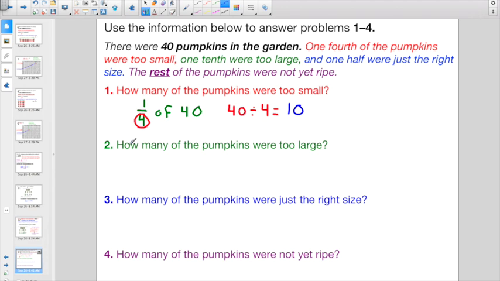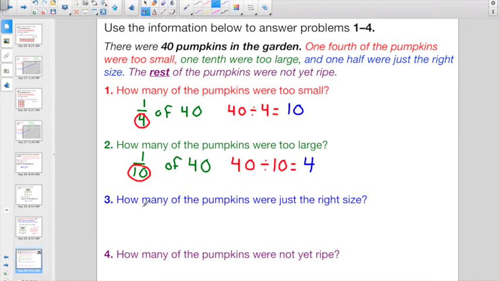Let's go and try another one down here. How many of the pumpkins were too large? Well, it told us here that 1/10 of the pumpkins, 1/10 of 40, were too large. So you've got to think, 1/10 of 40. If the numerator is 1, all you have to do is divide by the denominator, right? So now you've got to think, I have 40 total pumpkins. 1/10 of them were too large. 40 divided by 10. What times 10 is going to give you 40? That answer would be 4. 4 times 10 equals 40. So 40 divided by 10 is 4.